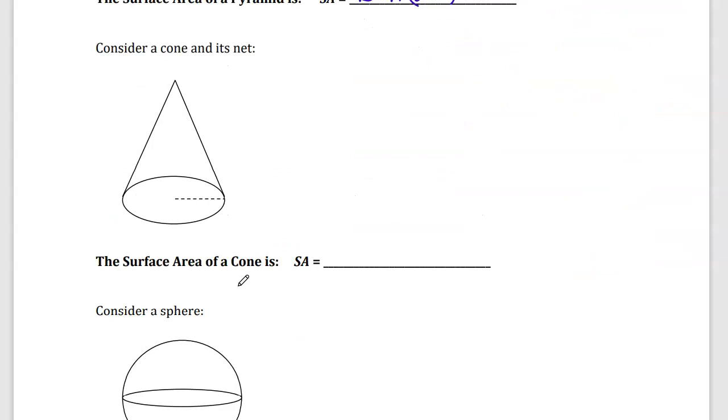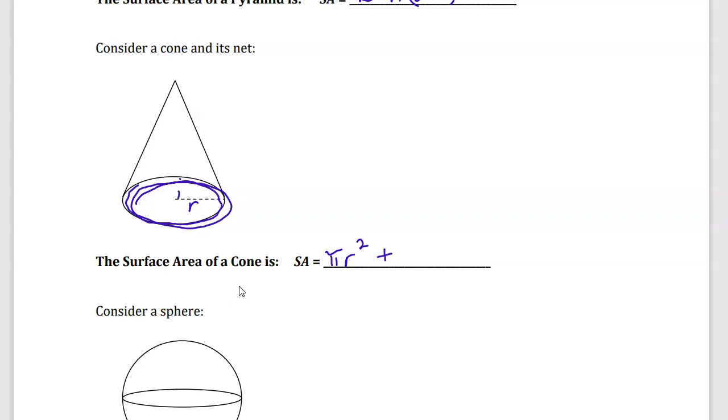Now a cone. A cone, we have to think about the circle. Think about an ice cream cone. It's not filled in. We're just looking at the outside of it. Okay, so we have to think about the circle. And so we have radius of r. So that's going to be pi r squared. That's the bottom part.